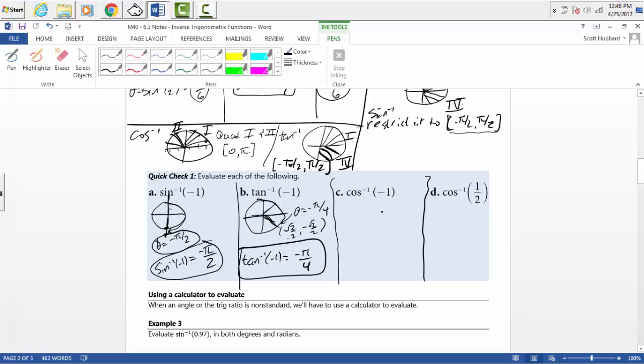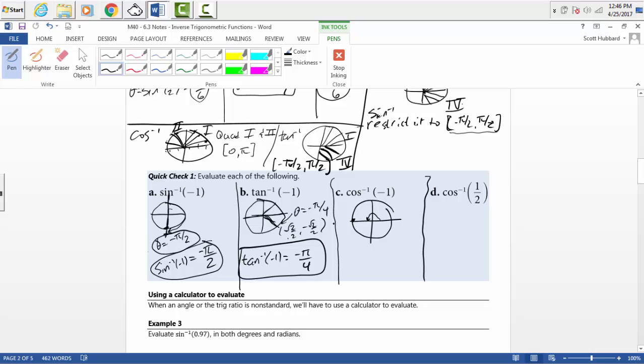Okay, and when we go over here, so cosine inverse of negative 1. Okay, so again, this is asking when is the cosine on the unit circle going to be negative 1? So I draw my unit circle. So when is cosine equal to negative 1? So we go over here. Cosine is negative 1. Okay, so what angle is that? So that's going to be over at pi.